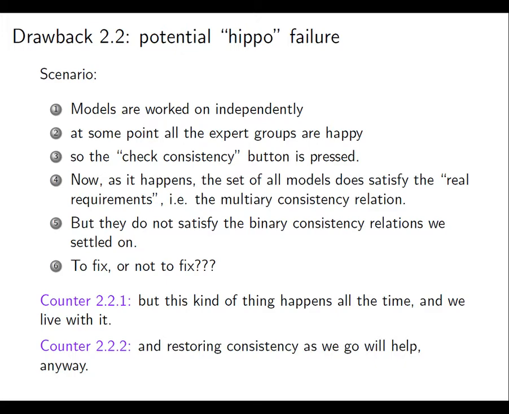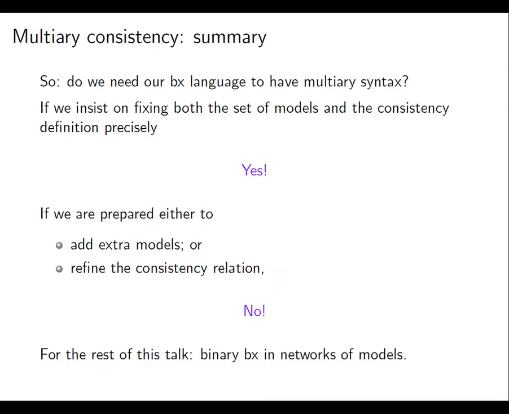But more could be thought about in that direction. To summarise this little exploration, the answer to the question of do we need our world-beating bidirectional transformation language to be written so as to allow us the syntax, for example, to express multi-Ary consistency relations, depends on our assumptions. If we insist on fixing both the set of models and the consistency definition precisely, we're not willing to bend on either of those points, then yes we do, because otherwise we'll lose consistency. But if we're prepared either to add extra models or to refine the consistency relation, then no, we can manage with binary consistency relations only.